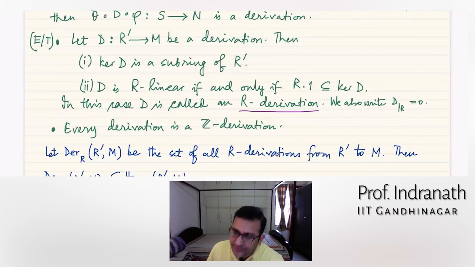And one more, now this is very, very important. You can prove it very easily that if you have a derivation, then kernel D is a subring of R dash, and D is R linear if and only if all these elements are sitting inside kernel D. This is the kind of understanding of R linearity, and in that case we say it's an R derivation, and we often write it like this. This is just a symbol; the meaning is basically this. And every derivation is a Z derivation, which is understood because of the defining properties.